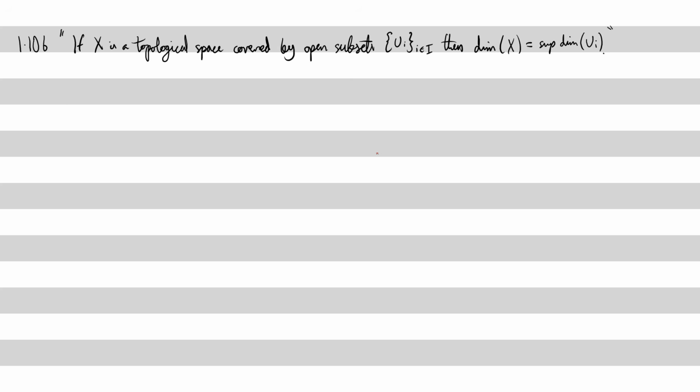to this next question. If X is a topological space covered by an open cover, then the dimension of X is the supremum of the set of dimensions of this open cover. Now, what we want to get, let X be a topological space with this cover. I will just write i in I.